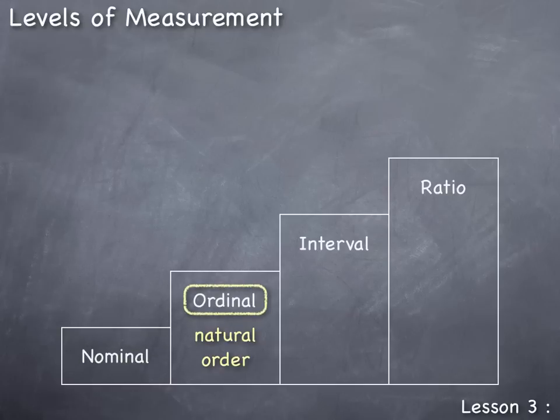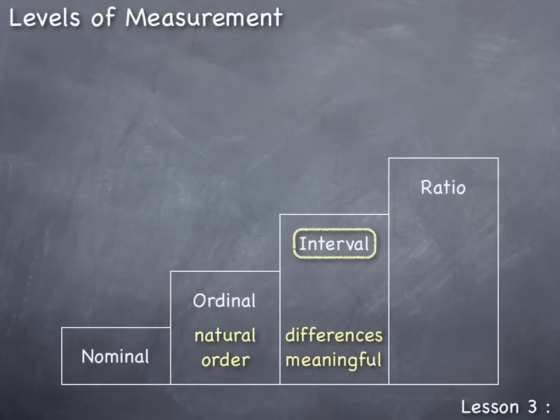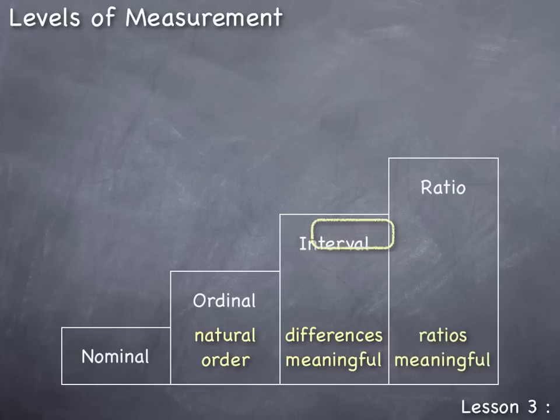But in addition to having a natural order, if the differences between data items are meaningful, then the data is said to reach the interval level. At the interval level, not only can you name the data, but the data has a natural order, and the differences between data items are meaningful. But in addition to all this, if the data were to have ratios that were meaningful, then the data reaches the highest level of measurement, or the ratio level.